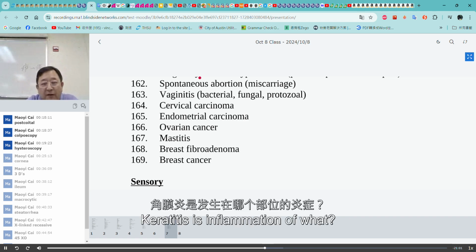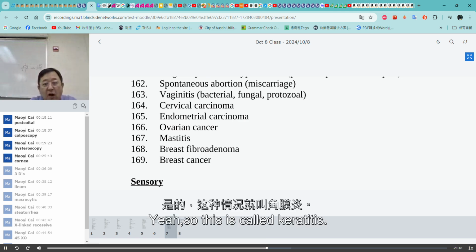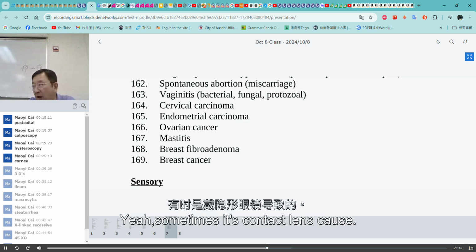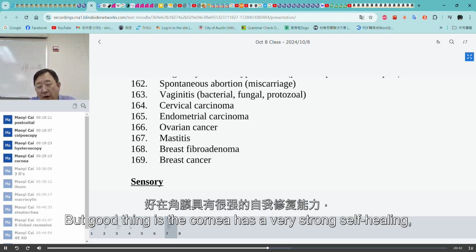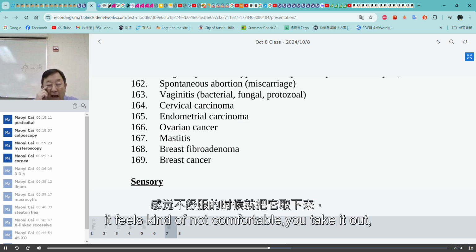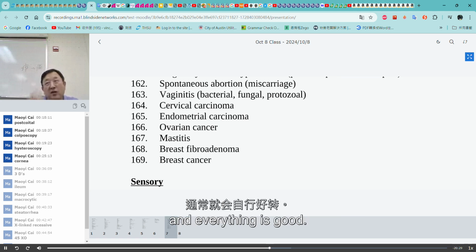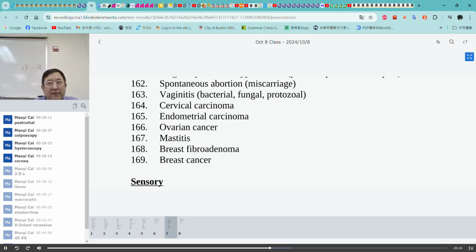Keratitis. Keratitis is inflammation of what? Of the cornea, which is the clear membrane where you put a contact lens. So this is called keratitis. Sometimes it is caused by contact lenses. But the good thing is the cornea has a very strong self-healing, regenerating property. So if the contact lens you wear feels uncomfortable, you take it out, and maybe you have keratitis, you wait a few days, and everything is good. Self-repair. That's the cornea.